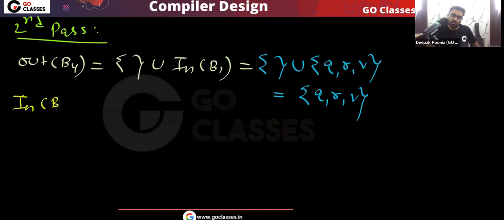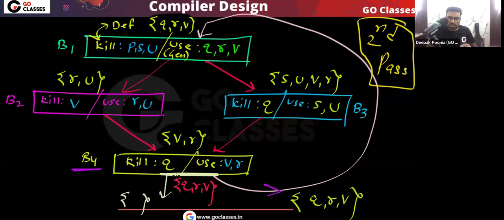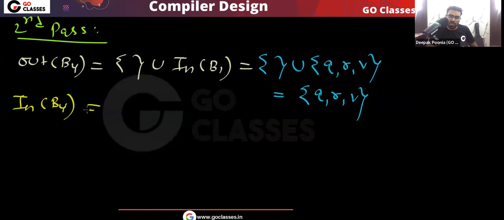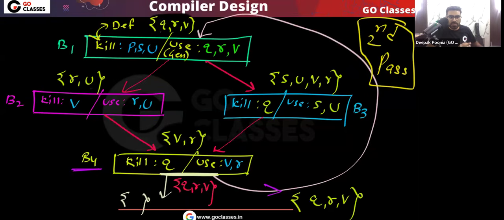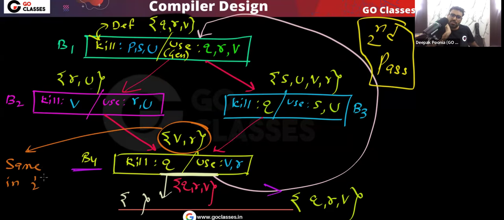Now let's find the in of B4. From this out of B4, first we will kill, then we will generate. From this QRV, first you kill Q. This Q will be killed. Then VR will be generated. So in of B4 will be VR only. Now notice one thing: this in of B4 did not change. A simple observation you can make is that it did not change in the second pass. It is the same in the second pass and the first pass.